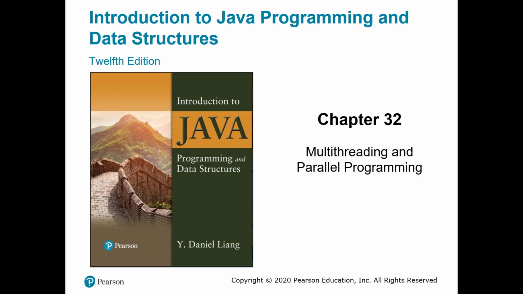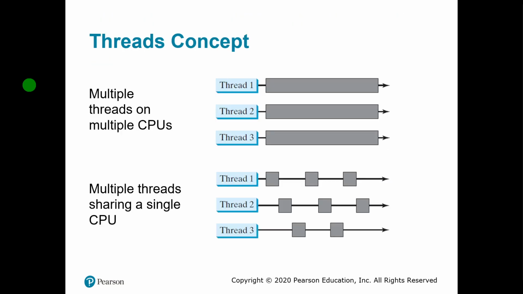In this chapter, we're going to talk about multi-threading. One of the most powerful features of Java is its built-in support for multi-threading, and that is the concurrent running of multiple tasks, meaning we have more than one thing running at the same time. There's a couple ways that this can be done.